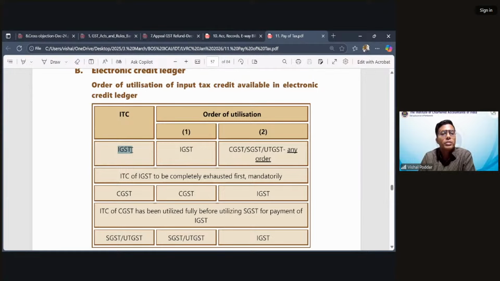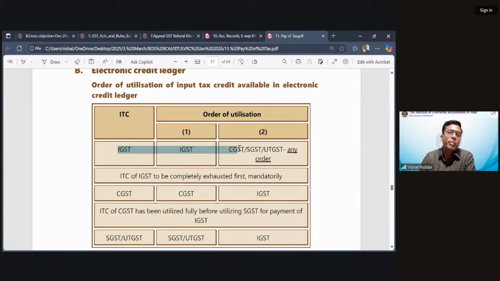Second strict condition is this IGST credit should be utilized strictly for discharging your output tax of IGST. So input credit is of IGST and it has to be compulsorily utilized to first pay the tax of output IGST. If your output IGST is completely exhausted, that is your output IGST tax is completely done, and still you are having IGST credit, the law mandates that you have to first use it completely. Without completely using IGST credit, without making it zero, you cannot use the other credits.